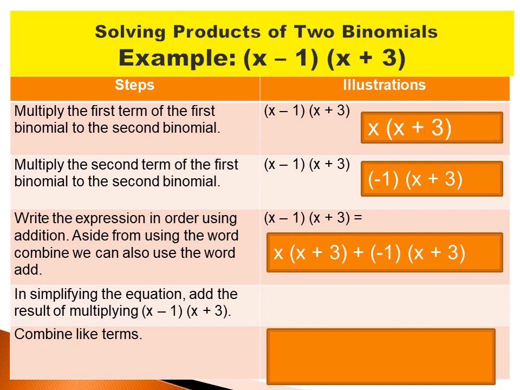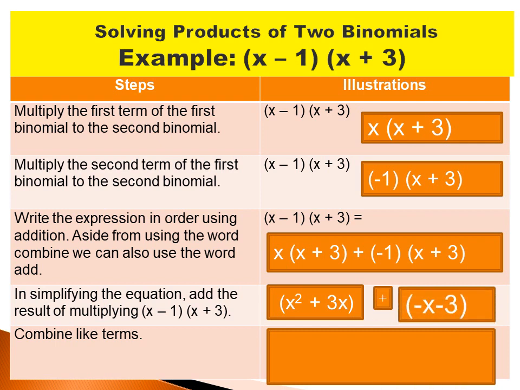This time, you are going to simplify the equation, add the result of multiplying the quantity of x minus 1 times the quantity of x plus 3. So we have x times x, that is x squared, x times 3, that is 3x, plus negative 1 times x, that is negative x, negative 1 times 3, that is negative 3. Lastly, combine like terms if we have.